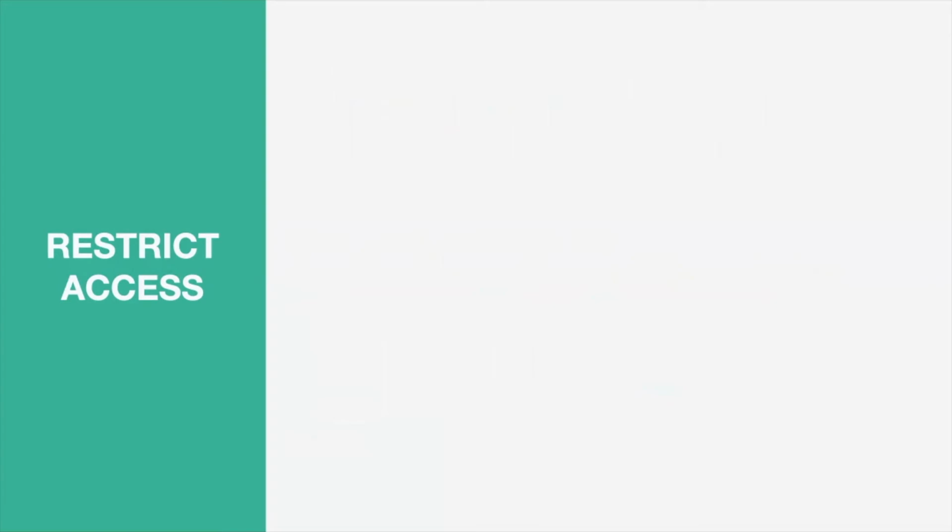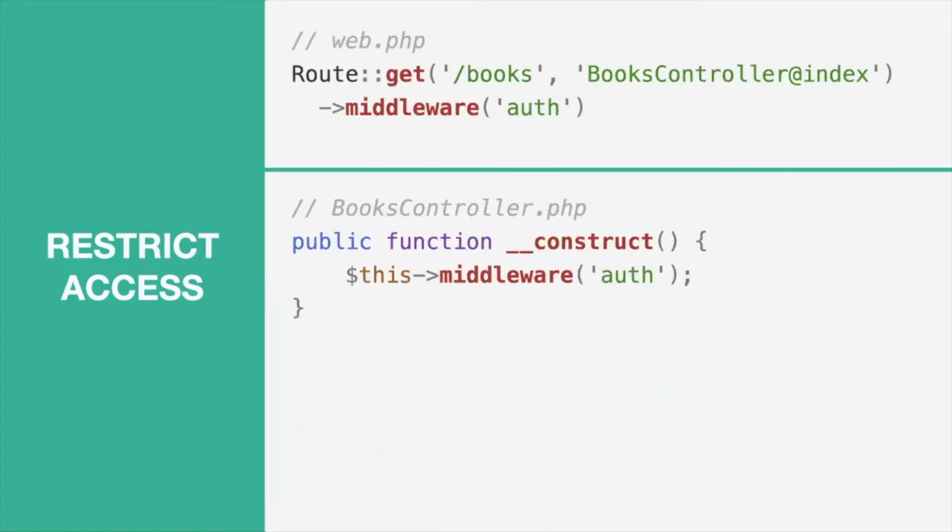We can do it on a page by page basis, or we can do it for a whole controller. All right, so for the top example here, we're going to be inside of our web.php. We're going to say that if you see this route, this route that's /books, make sure that in order for someone to see this, they are authenticated. And this is where that middleware comes in.